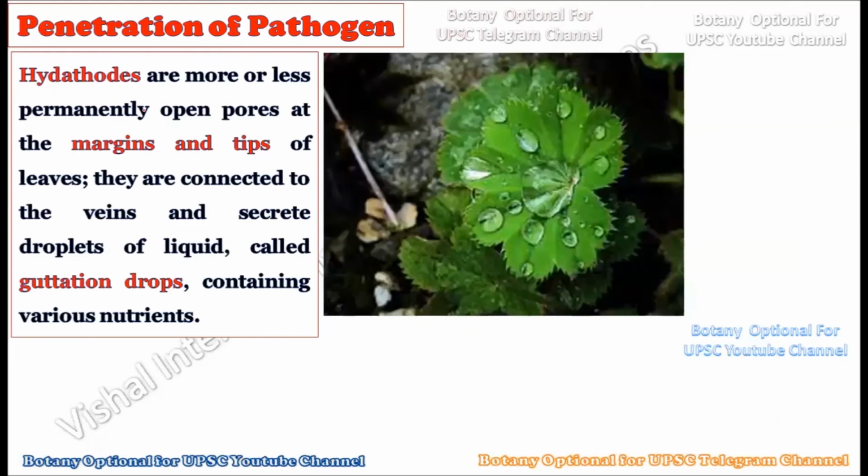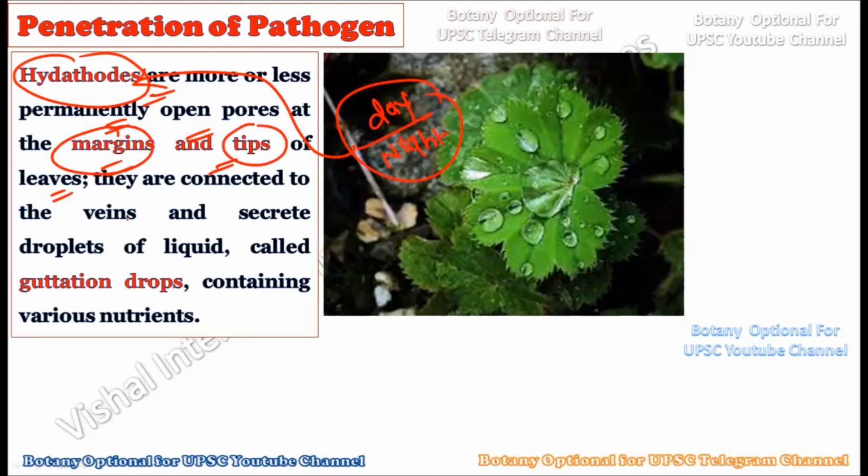Now see, hydathodes are another structure, more or less permanently open pores at the margins or at the tip of the leaves. Okay, it is not like the stomata which open during the daytime and close during the night time; in contrast to the stomata we have the hydathodes. These hydathodes are permanently open, and they are generally present on the margins or at the tip of the leaves, right? And they are connected to the veins and secrete droplets of liquid in the process of guttation, which are also called the guttation drops.